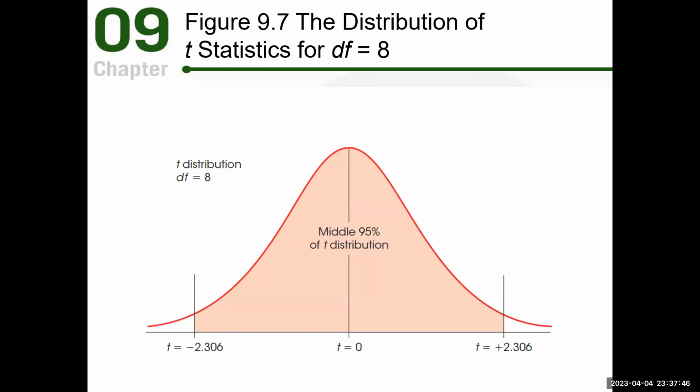So again, here's a visual depiction of that. This middle 95%, we know that 95% of the t values are going to fall within this shaded region. So for any sample that we randomly select, we're 95% sure that it will fall in this region.